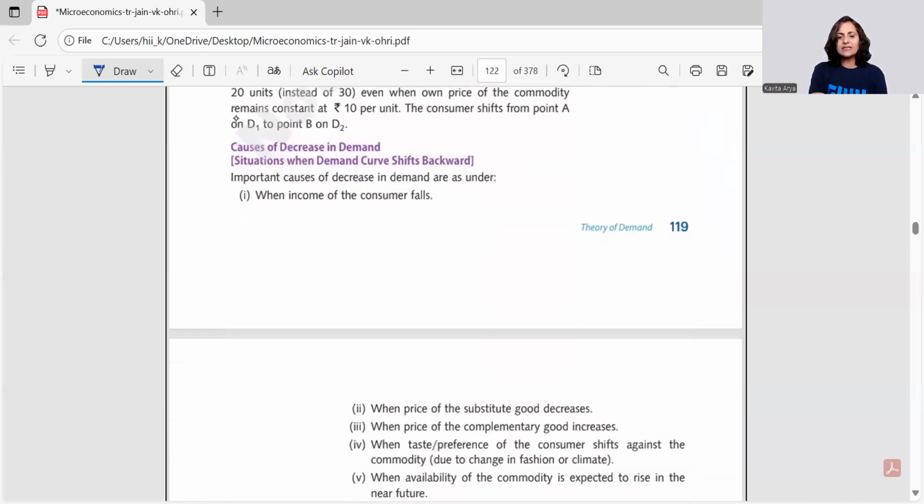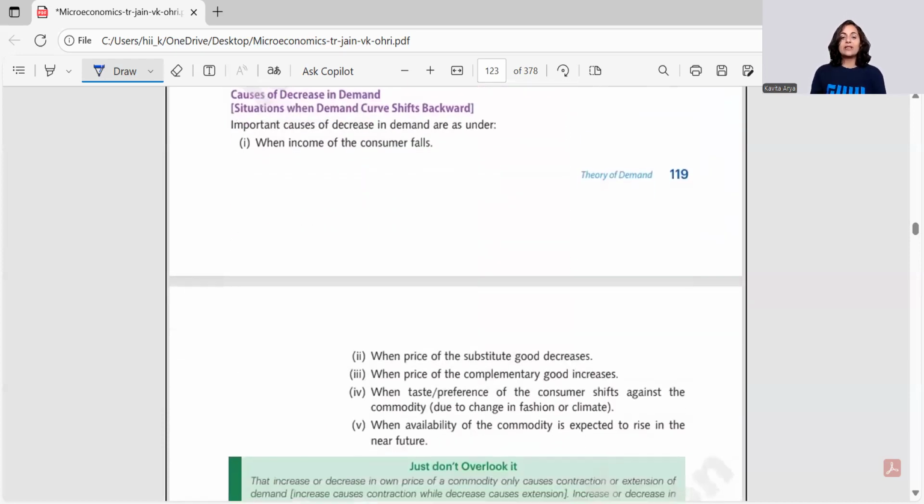And what all cases could it have? Means when the income of the consumer falls, again for normal goods. Otherwise it happens for the inferior goods. And then the price of substitute goods decreases, price of complementary goods increases, when tastes and preferences are against, and when the availability is expected to rise in the future. So we'll hold it today and we'll just shift it for tomorrow.